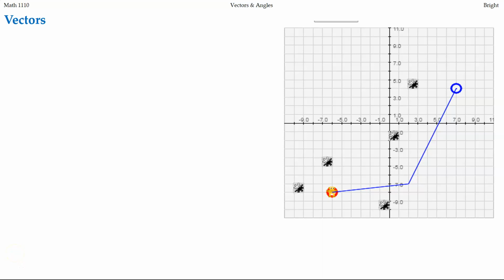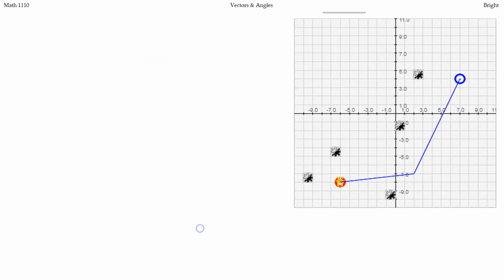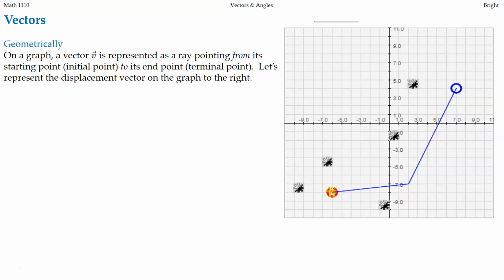This video is going to look at further properties and ways of representing vectors. First, the easier one to think about is how to represent vectors geometrically. Geometrically, it's just shown as a ray. The way we indicate the ray, or the vector, is that we begin at the initial point. Again, here's our little journey that was shown in the previous video.